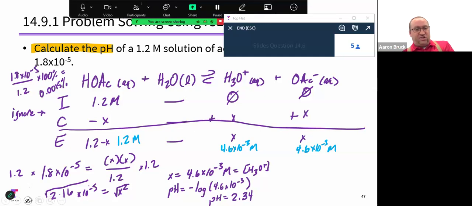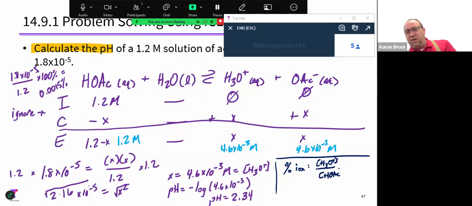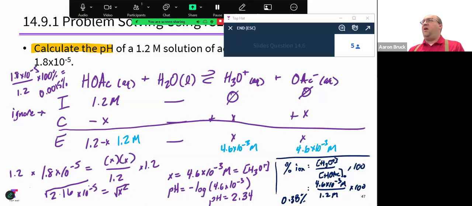If I wanted to calculate percent ionization, like what was on the previous slide, again, it's not asked for here, but percent ionization is a relatively easy calculation. We would take the concentration of the hydronium divided by the initial concentration of acetic acid and multiply it by 100. So 4.6 times 10 to the negative third, divided by 1.2 molar, times 100. We would get 0.38% ionization there.